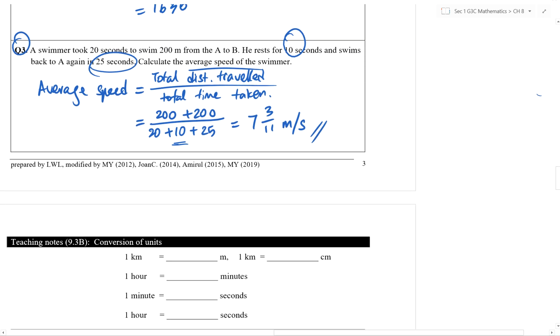As I was saying, for a calculation of average speed, even though he was resting for 10 seconds, it still has to be factored in for the calculation of the average speed. And we leave it as a fraction over here because it is the most exact form. There is no reason to change it to a decimal and then to round it off.